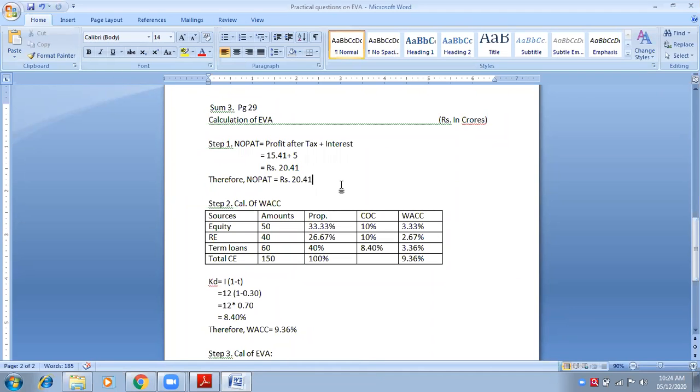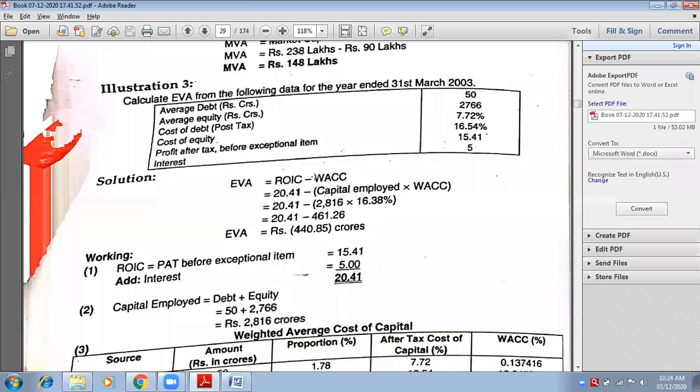What about less tax? We don't need to do it because the tax is already deducted. After tax means tax is already deducted. Therefore, we don't need to repeat that less tax again, because then double tax will be deducted, no? So we don't have to do that. 20.41 is the NOPAT.